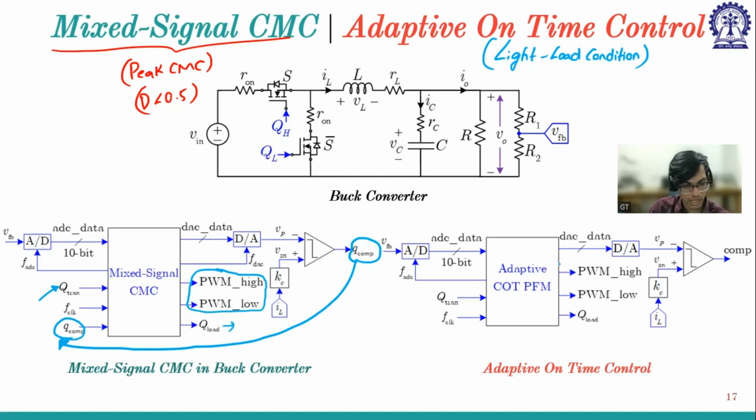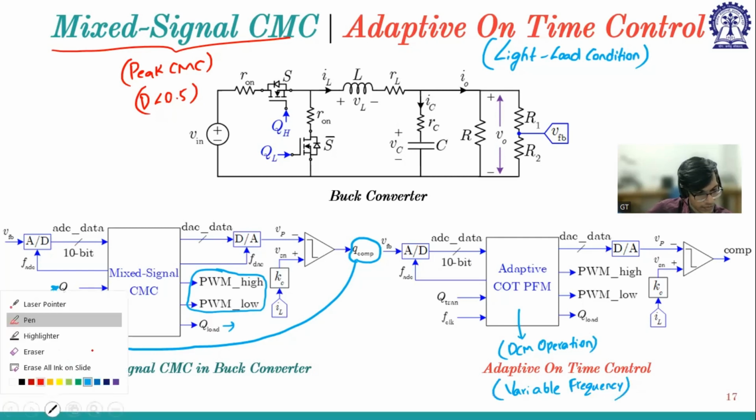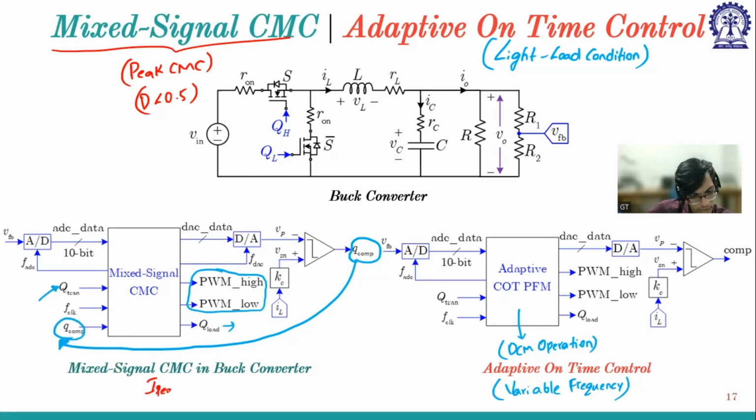The same thing applies in the adaptive on-time control also. So the overall picture remains the same, except the internal blocks will be changed. That is the only difference. Whatever blocks we have used here are also being used, except here the on-time is being adapted and the off-time is coming from the loop. So this is again DCM operation and variable frequency. And here, the I peak is coming from the loop.